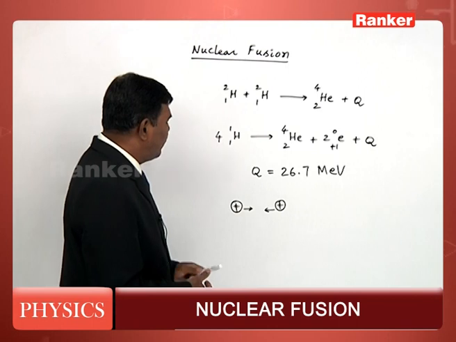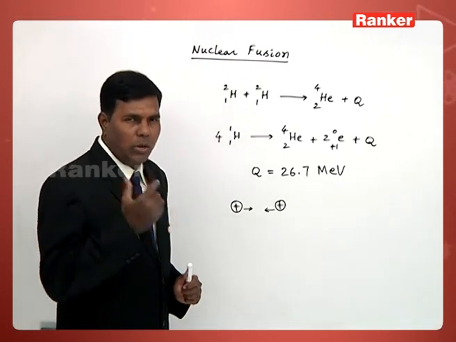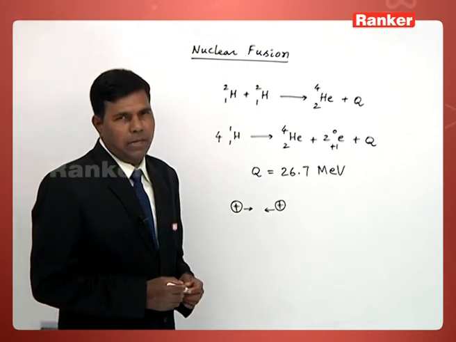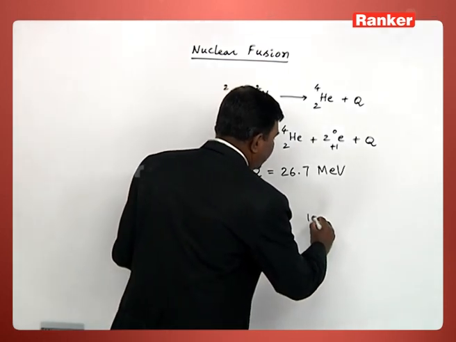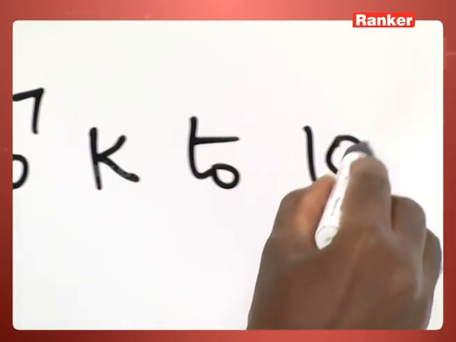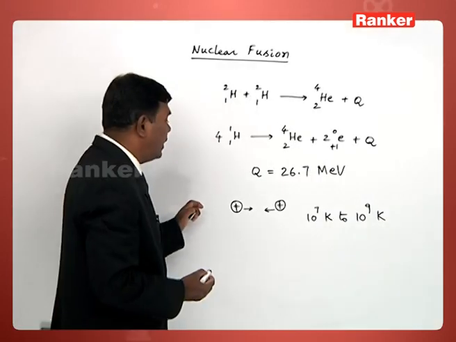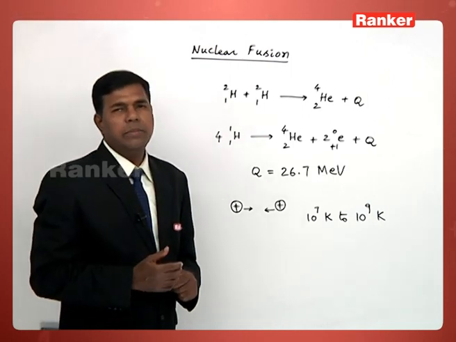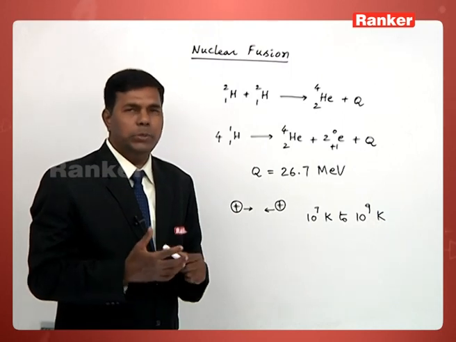But you see, if the kinetic energy of the nucleus is to be so high, the temperature of the nucleus should also be very high. It is observed that temperatures of the order of 10^7 Kelvin to 10^9 Kelvin are required for the nuclei, so that their energy becomes so high and they are capable of overcoming the Coulombian repulsive force and fuse together.